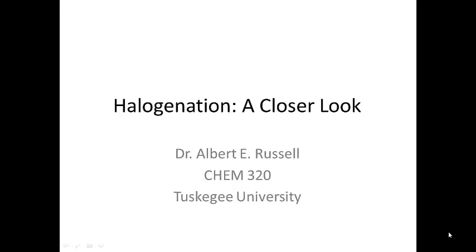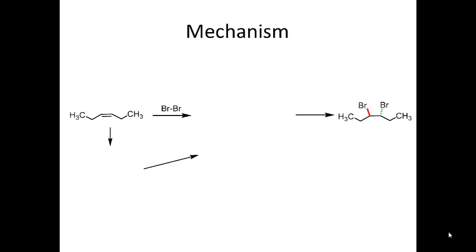Okay, so let's take a closer look at the halogenation reaction that we covered. And we're just going to look again here. Here's my alkene. I'm going to react this with bromine, Br2. And so the mechanism doesn't change. The alkene attacks bromine, attacks here. You break the bromine-bromine bond.